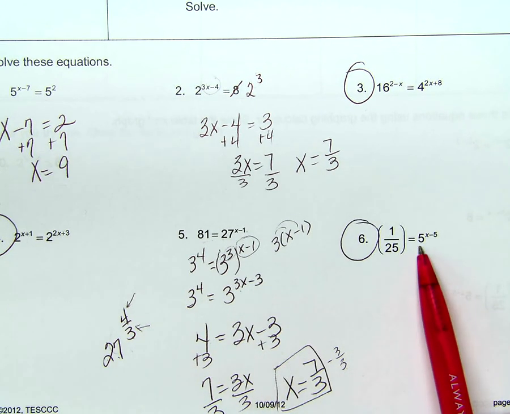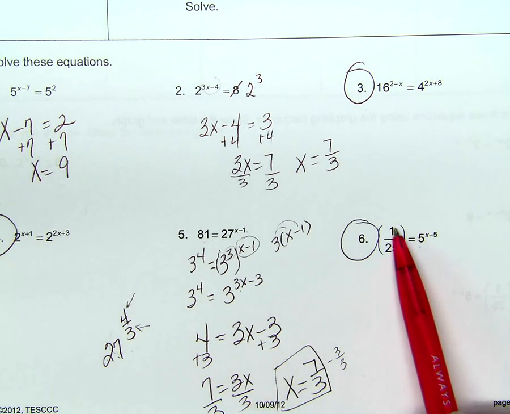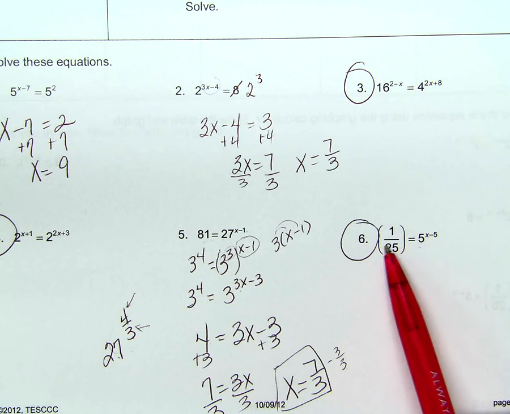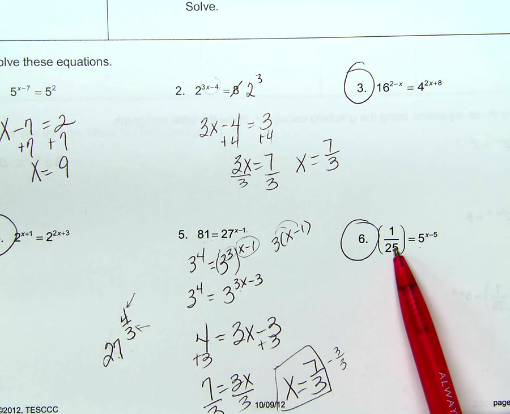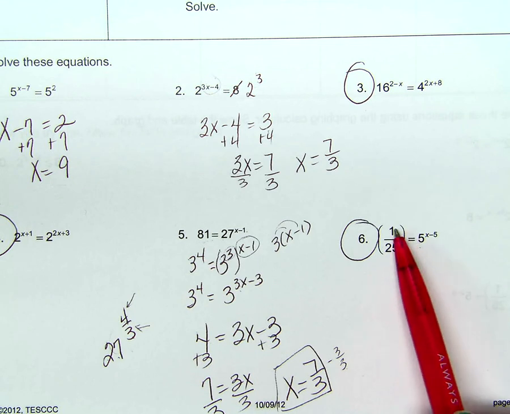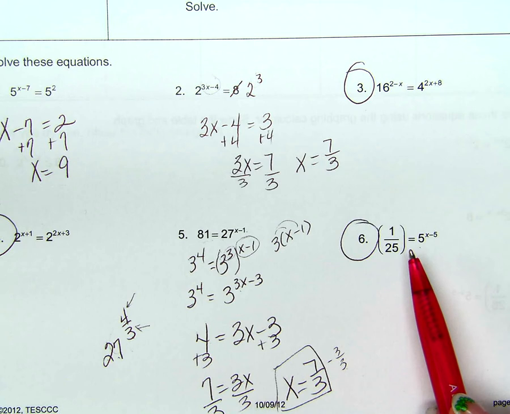This has a base of 5. Do you think there's any way I can make this have a base of 5? Well, isn't 25 5 squared? Right? Except it's in the denominator. I actually want to make it sad and get it out of the denominator, don't I? Why do I want to make it sad? Maybe today I'm evil.